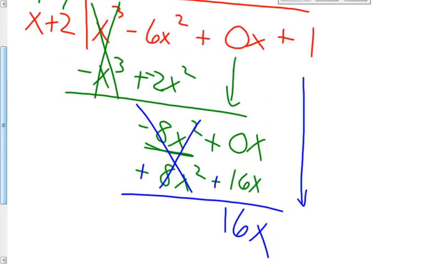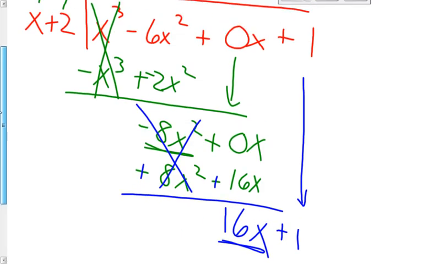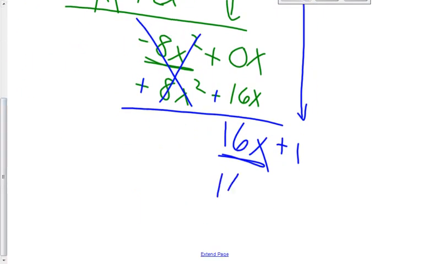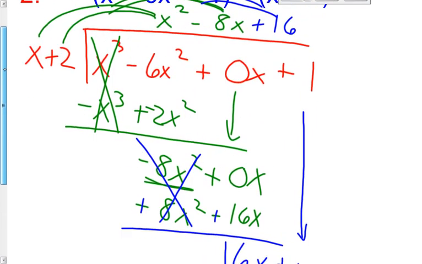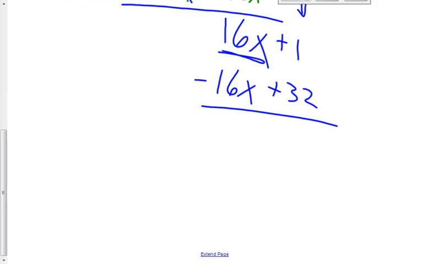Lastly, let's bring down this 1. So a positive 1. So now we say x times what number gives 16x? Well, x times 16 gives 16x. So we're going to have a positive 16 up here. Multiply that guy down by both terms in the binomial. 16 times x is 16x. And then we have 16 times 2 is a positive 32. At this point, we're going to do the opposite, which is subtract both of them. 16x minus 16x gives 0, and that's the way it should work. 1 minus 32 is a negative 31.